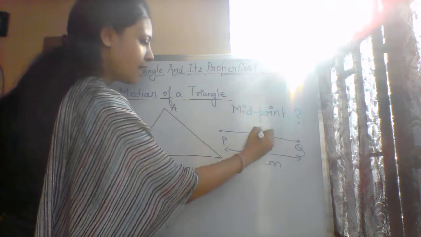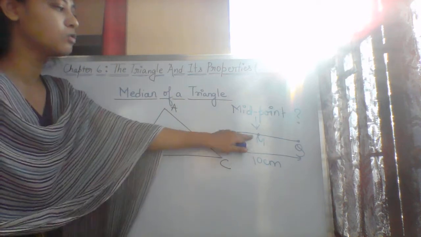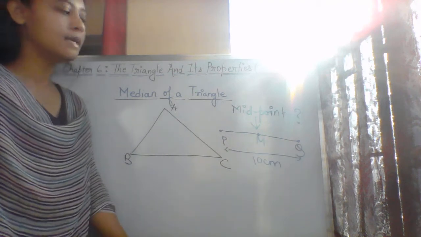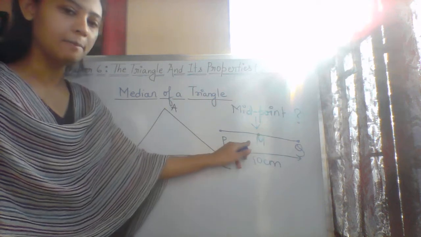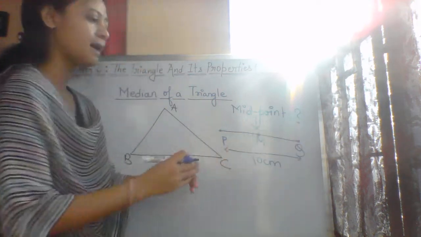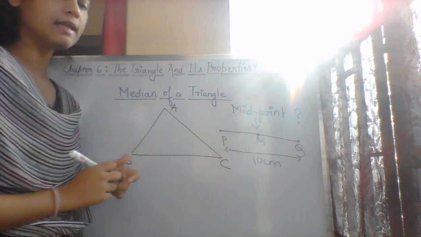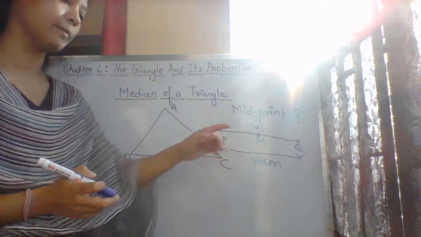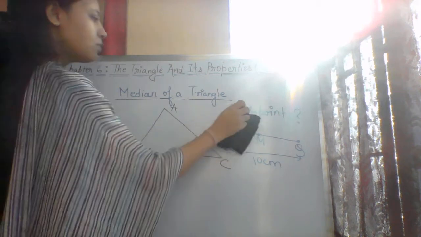If I name this point as M, this M denotes the midpoint of line segment PQ. What is the midpoint of line segment PQ? M. So you just have to halve that line segment, and the point you get will serve as the midpoint of that line segment. So here also, before coming to the median, we must know the midpoint.